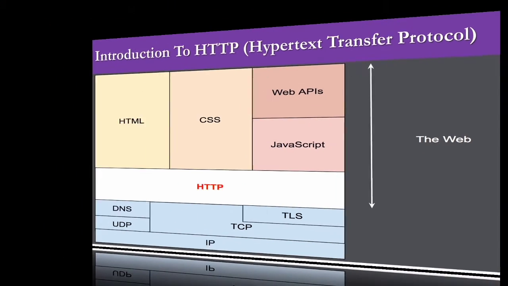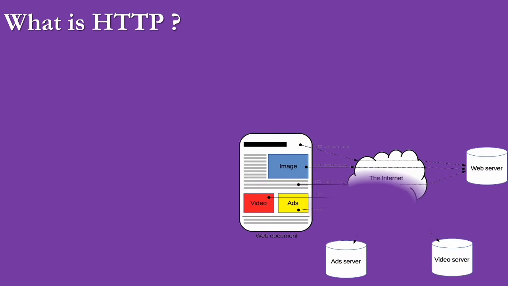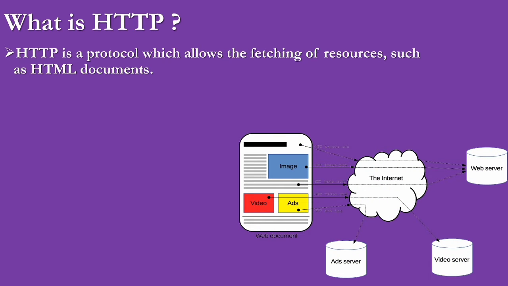So without delaying time, let's start with the definition of HTTP. HTTP is a protocol which allows the fetching of resources such as HTML documents. It is the foundation of any data exchange on the web, and it is a client-server protocol, which means requests are initiated by the recipient, usually the web browser.